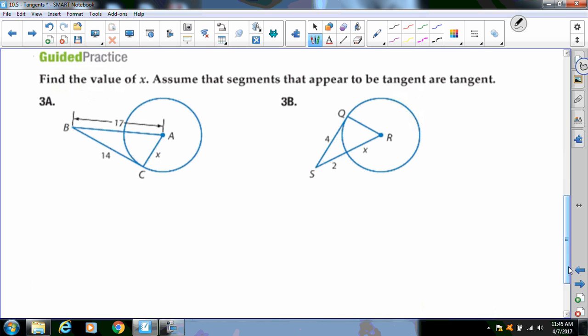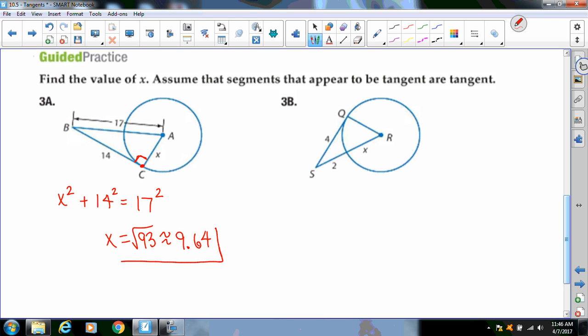Okay, so on 3a, we're going to find the value of x, assuming that segments that appear to be tangent are. In this case, it looks like BC is tangent because it's hitting the circle right here, which means if it is tangent, AC is a radius, so I need to have a right angle right there. To find x, I'm going to use the Pythagorean theorem. So x squared plus 14 squared equals 17 squared. When you plug that into your calculator and solve for x, you get the square root of 93, or as a decimal, 9.64 would be my answer.